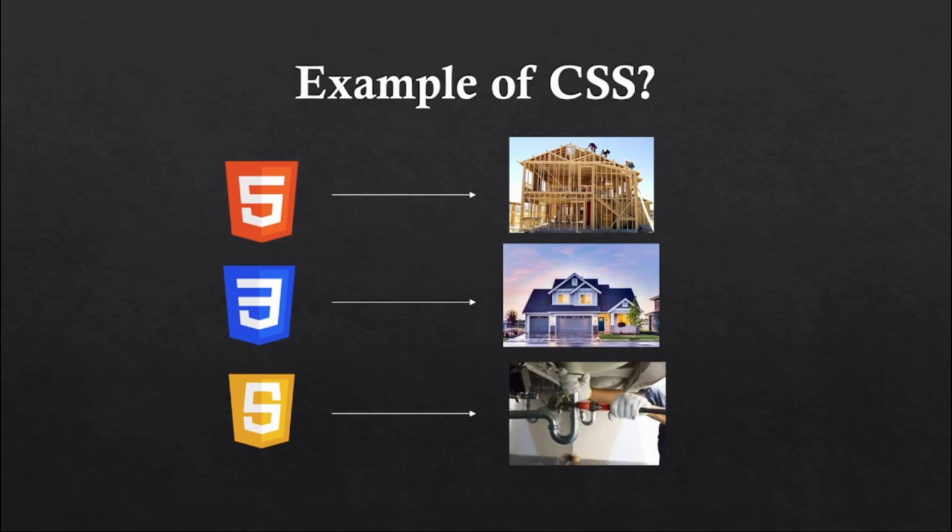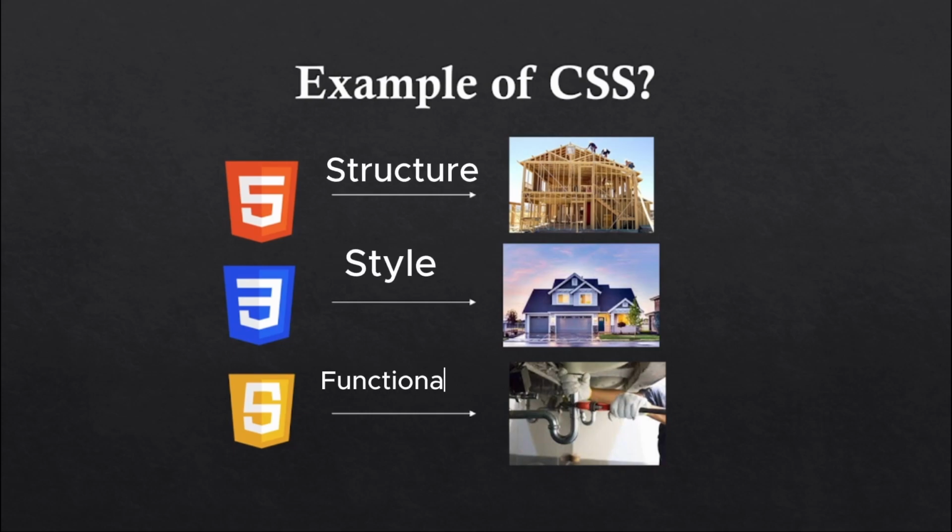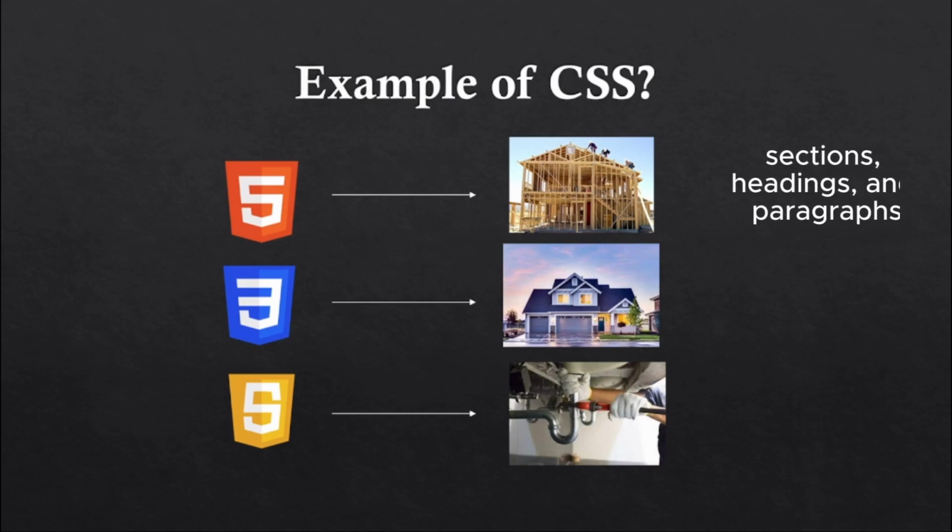Let's understand it by an example. When it comes to building a website, I like to compare it to building a house. Just like a house, a website needs three essential elements: structure, style, and functionality. HTML provides the structure for our website. It's like the skeleton or frame of a house. It defines the layout, sections, headings, and paragraphs, giving our website its basic structure.